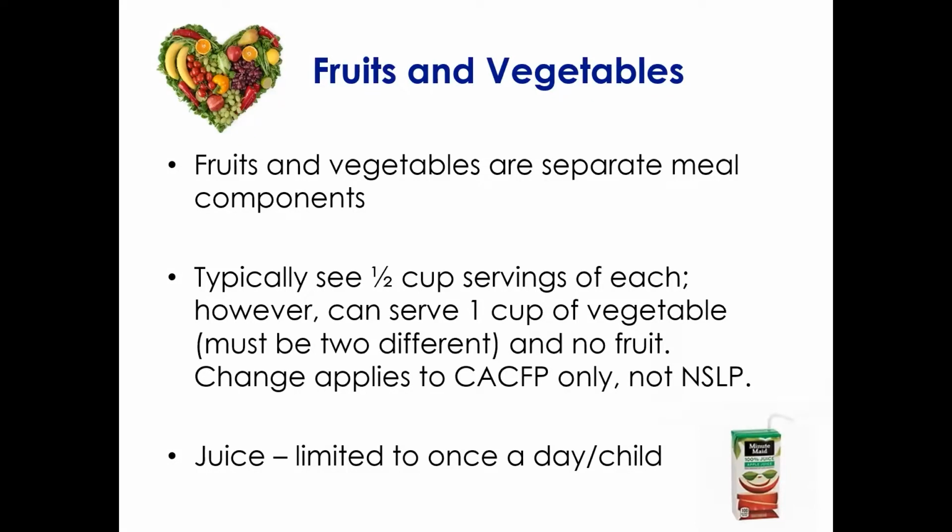So instead of offering a 1/2 cup of fruit and a 1/2 cup of vegetable, you could offer 2 different types of vegetables, both at a 1/2 cup each, and no fruit. And this would only apply to the CACFP meal pattern.